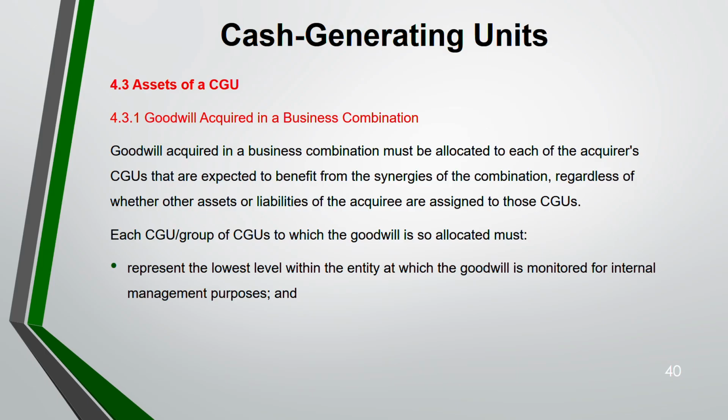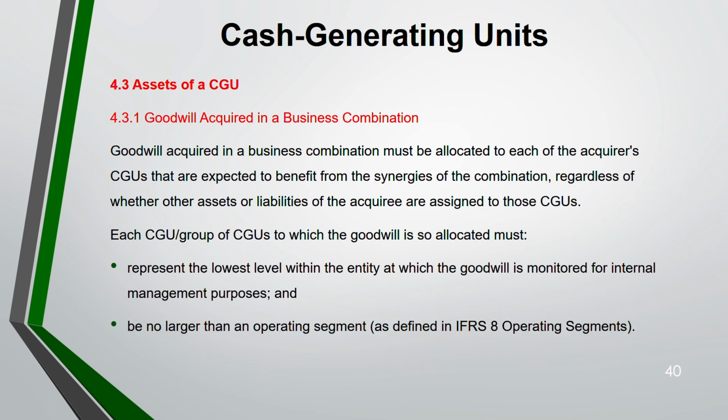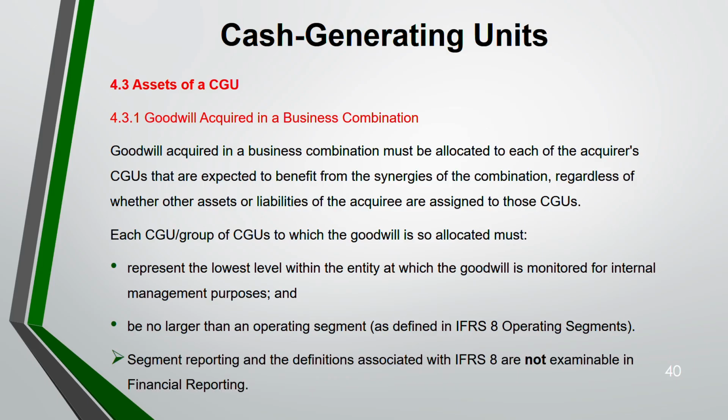So you have to allocate the goodwill to the CGU, and to allocate it, it has to represent the lowest level within the entity that is monitored by internal management, where you are monitoring the goodwill. Next, it is not larger than an operating segment. Operating segment is dealt with under IFRS 8, but in your financial reporting, we are not going to cover IFRS 8. It will be tested in your SBR.